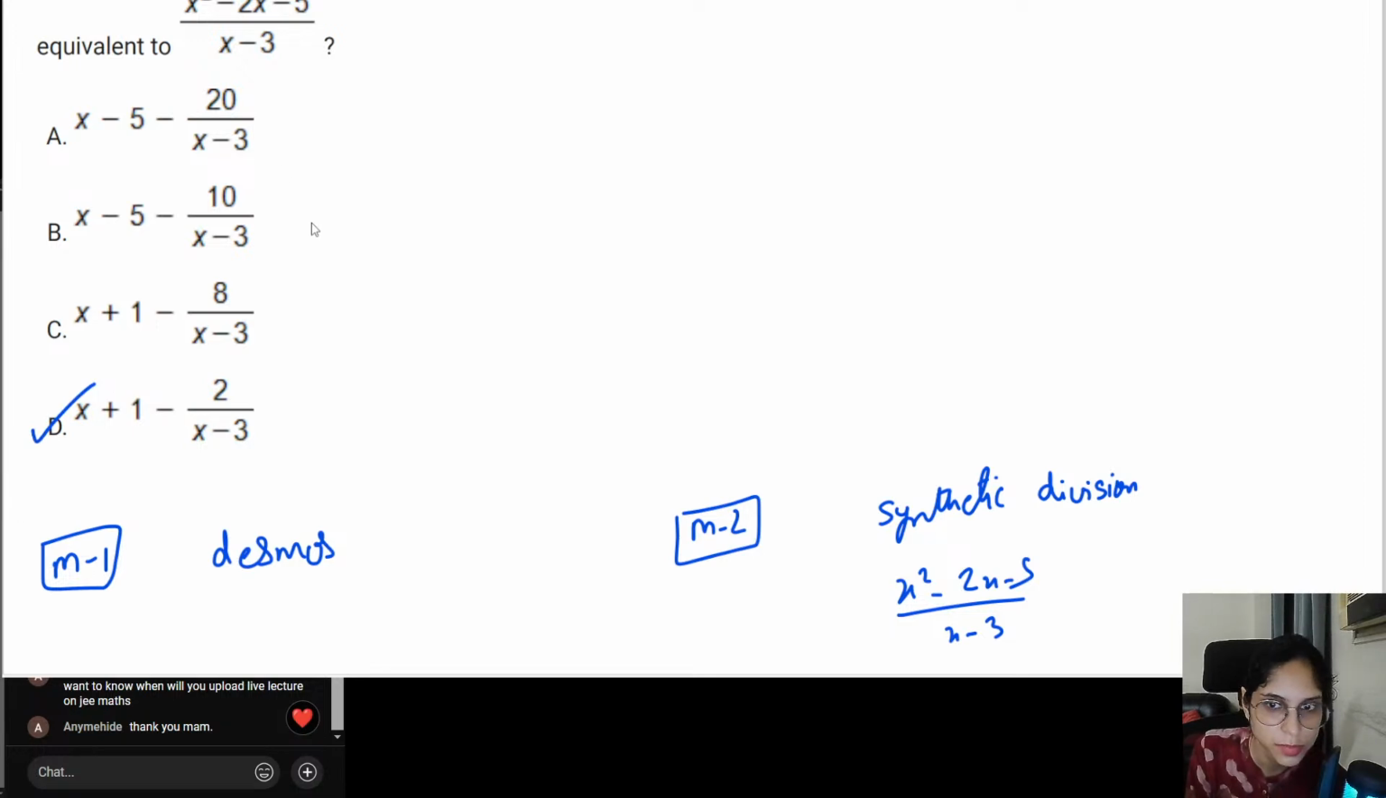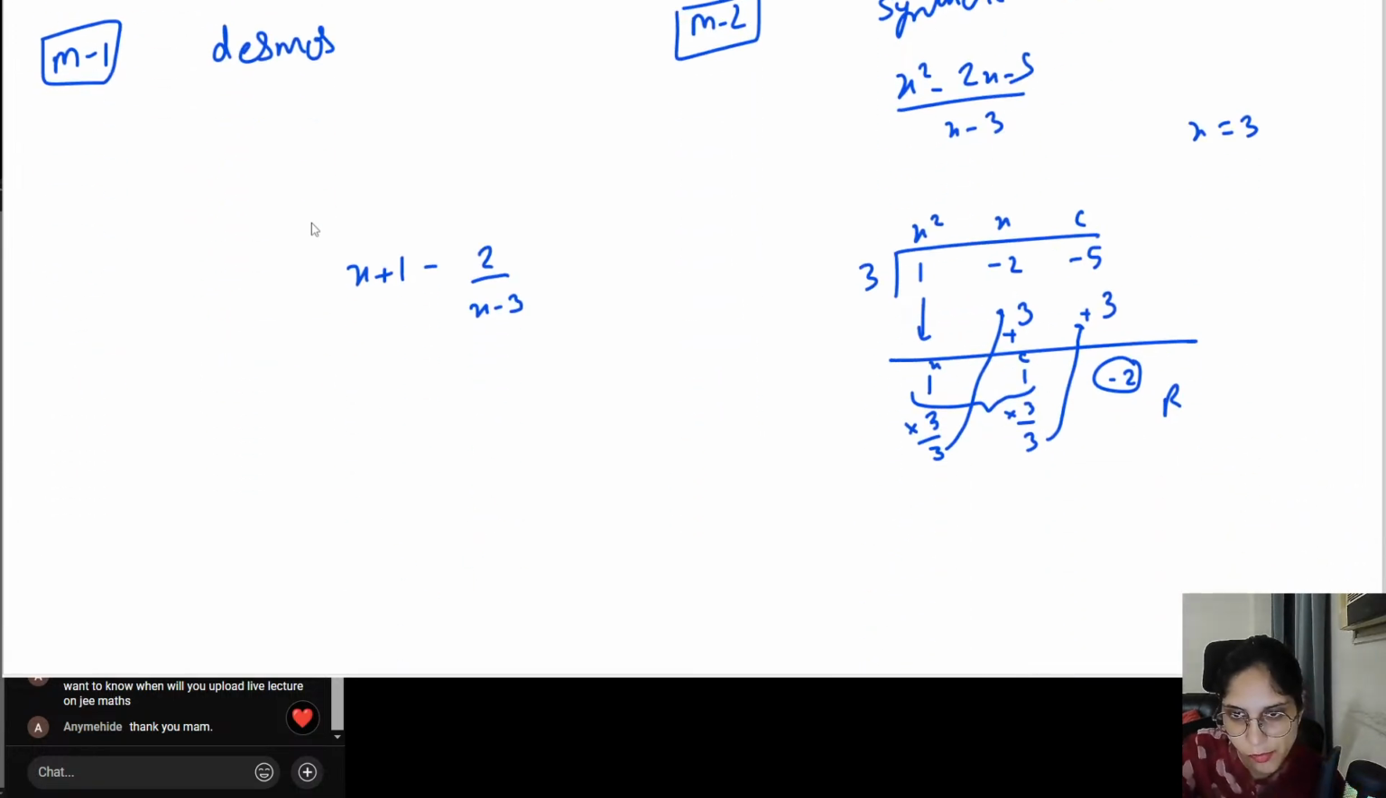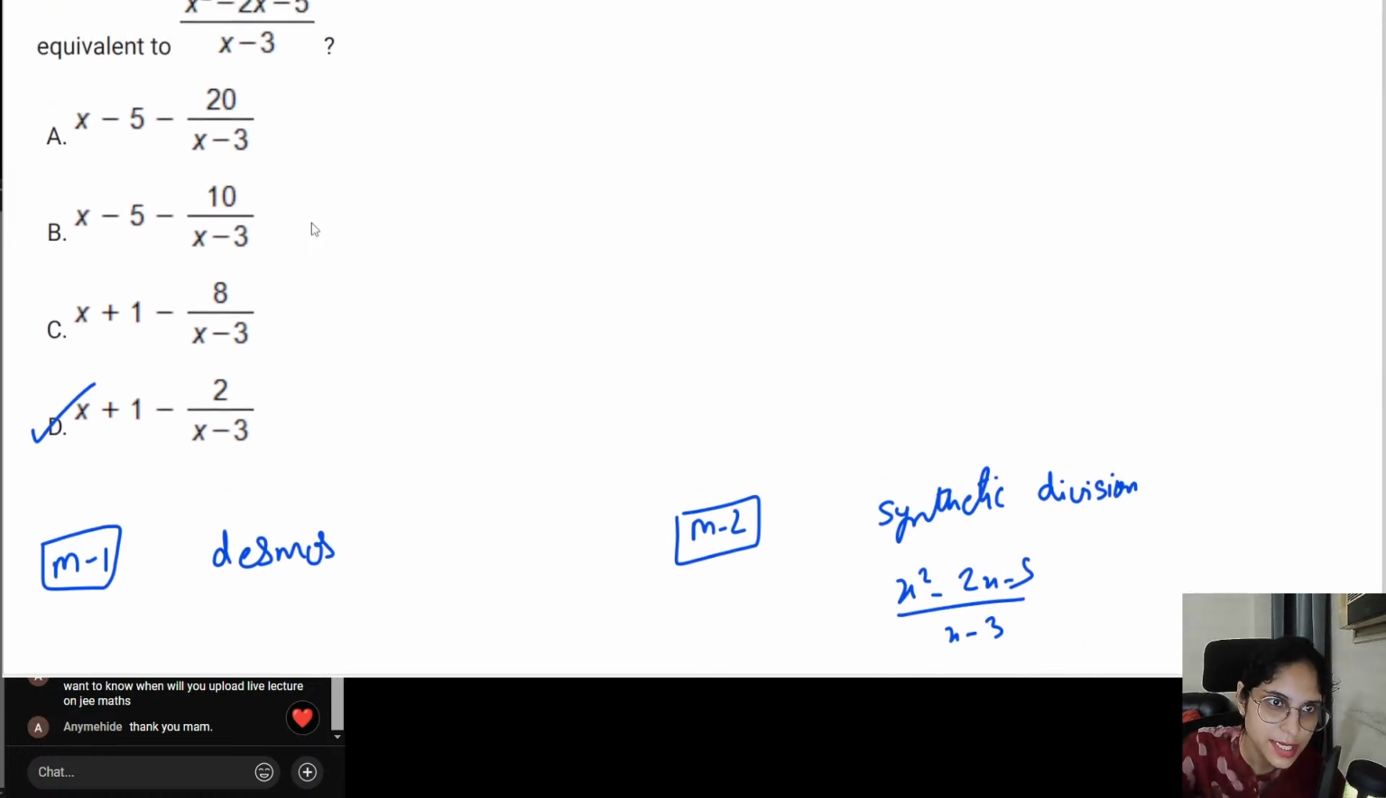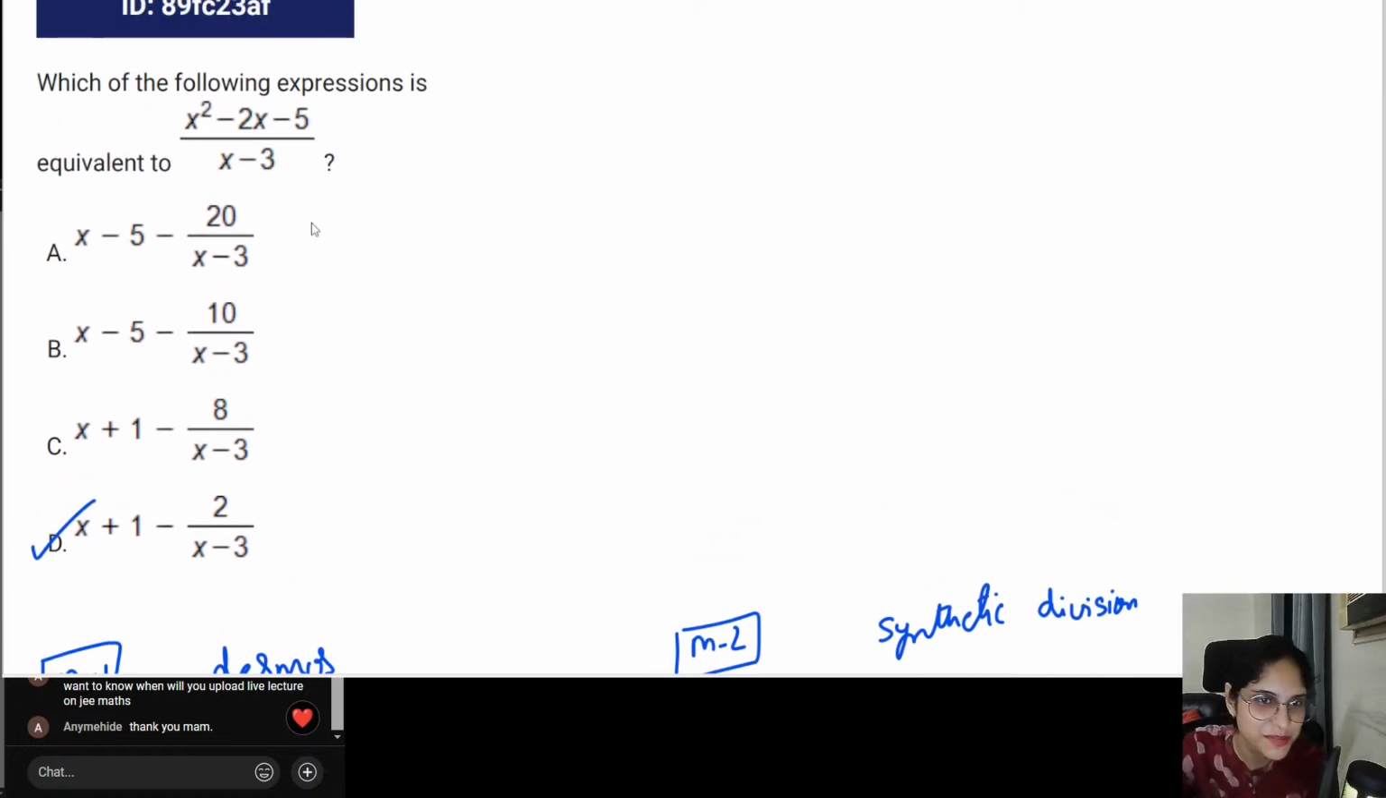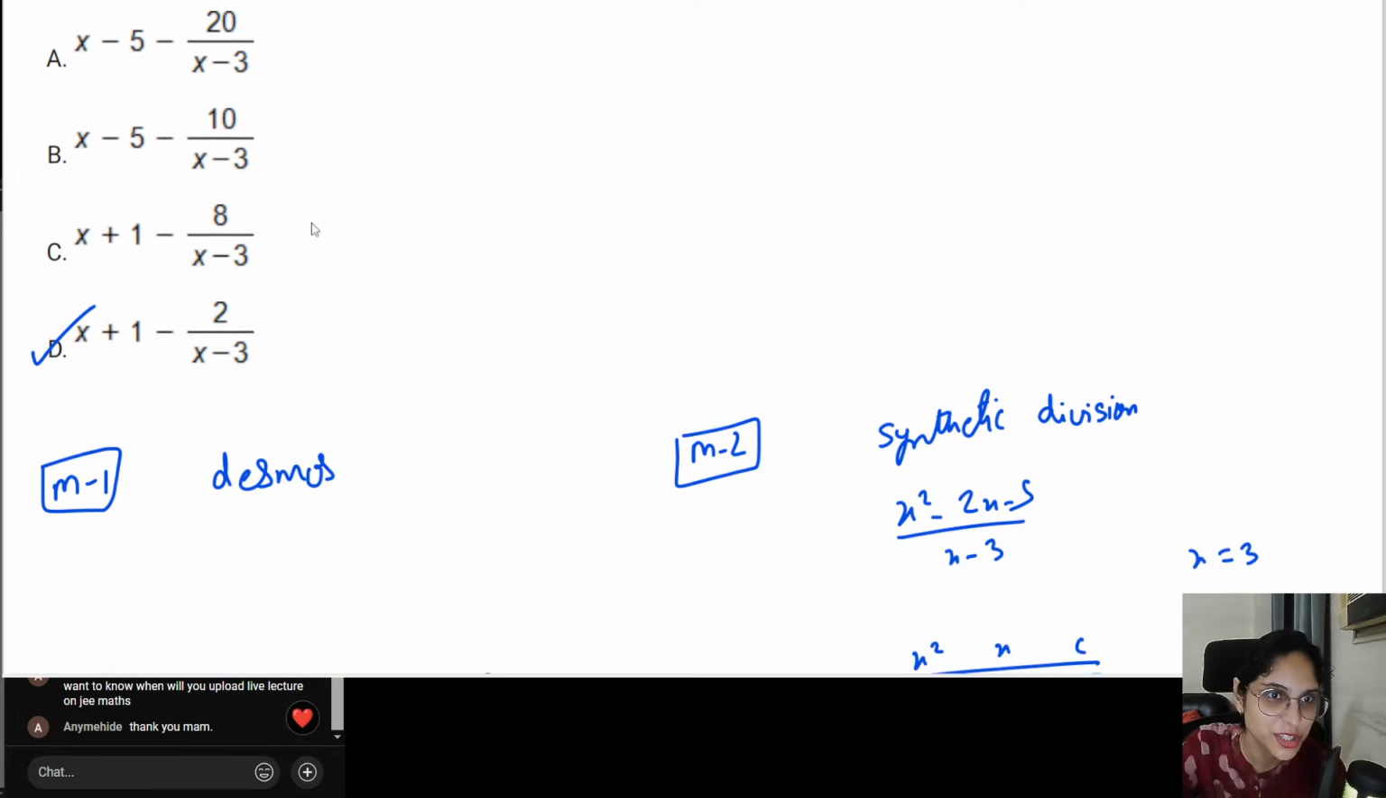Option D. Otherwise, Desmos is always there. I'm not doing it with Desmos because this is easier. You just have to check the options.